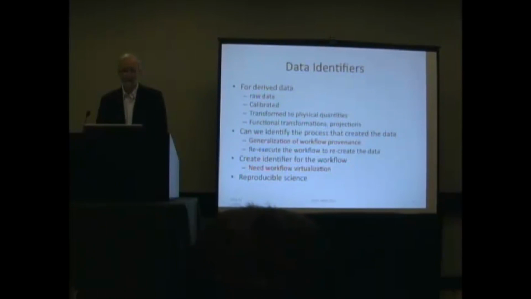So if you look at that in a little bit more detail, there are the standard NASA levels from raw data to calibrated data to physical quantities to projected in a coordinate system. And each of those is a transformation on the original raw data. If I change the calibration mechanism, discover a problem with the prior calibration, I would like to be able to reapply it and therefore be able to re-execute any of these steps. So we would like to be able to identify the process that created the data as well as the result of running that process and be able to re-execute that workflow.